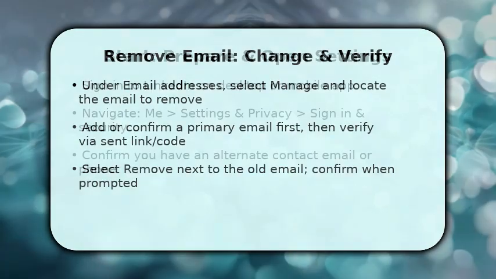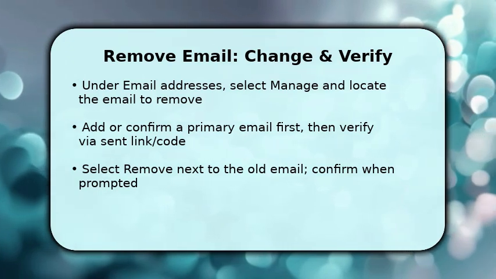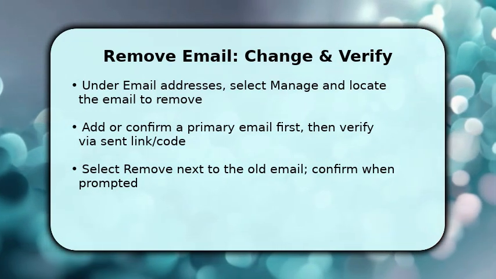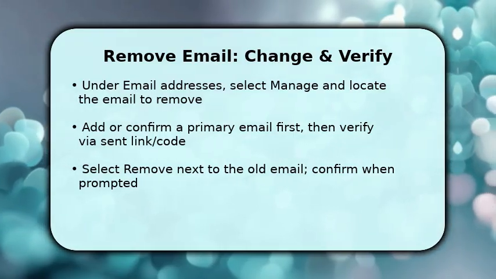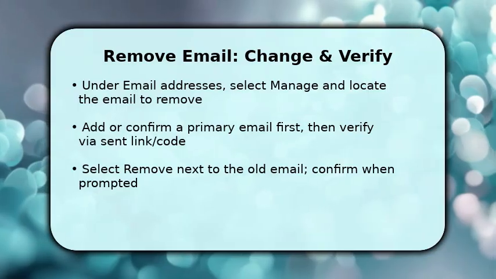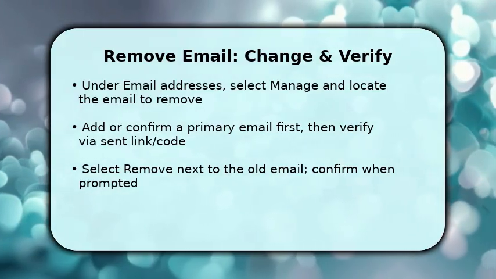Now, under email addresses, find the email you want to unlink and add a new primary if needed. Change the primary email to the alternate you verified. LinkedIn requires a primary before removal. Verify that new primary by clicking the link or entering the code sent to that address.